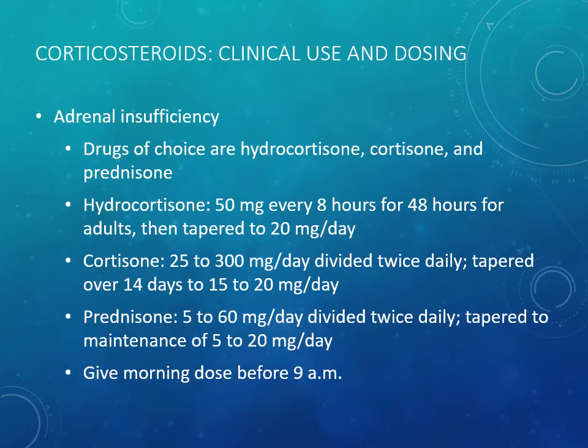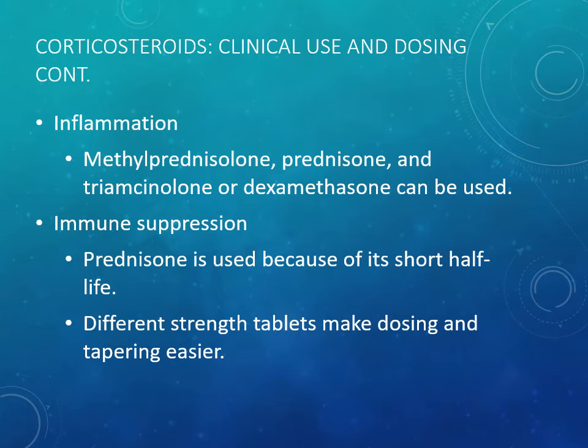The key to treatment of primary or secondary disease is replacement of the missing hormones. So the drugs of choice are hydrocortisone, cortisone, and prednisone because each of them has both glucocorticoid and mineralocorticoid effects, so they require no additional mineralocorticoid, and these are the dosing options that you have. In a patient with inflammation, we can use methylprednisolone, prednisone, and triamcinolone, or dexamethasone. And any of these can be used to reduce or prevent inflammation.